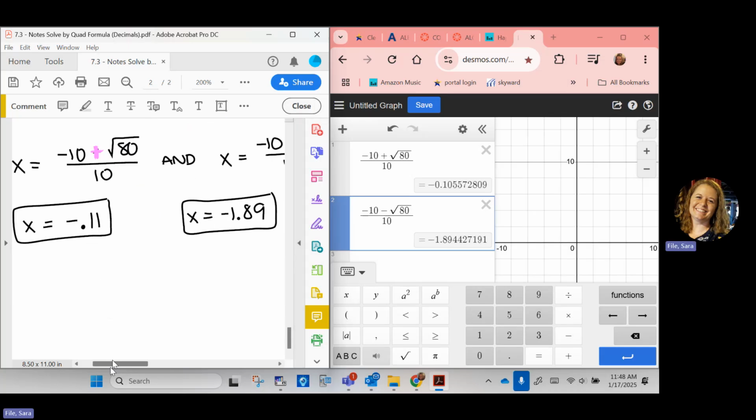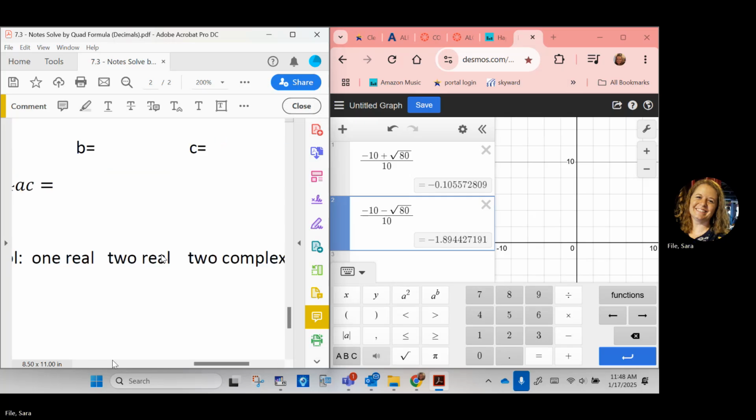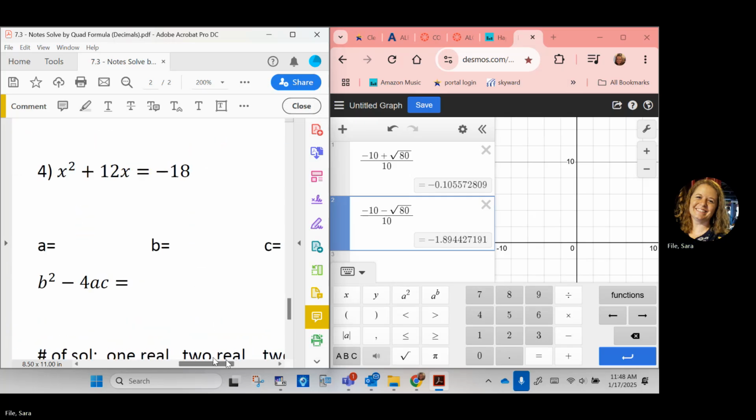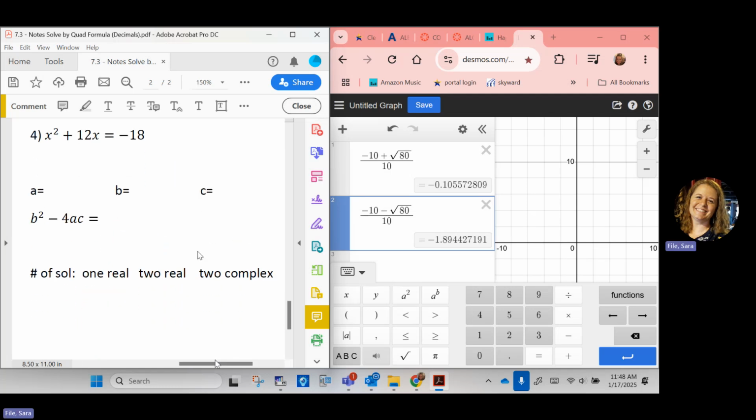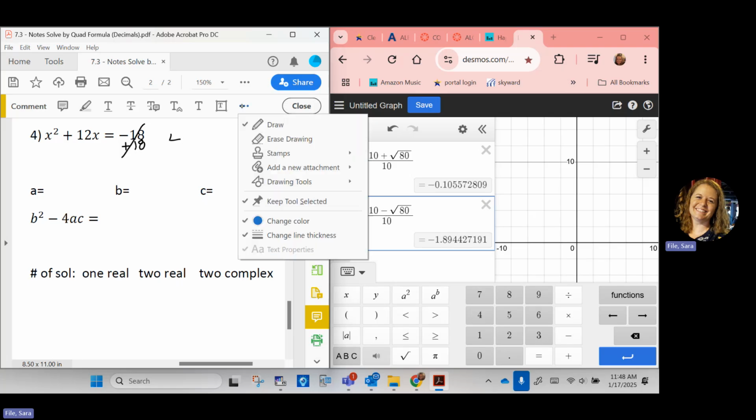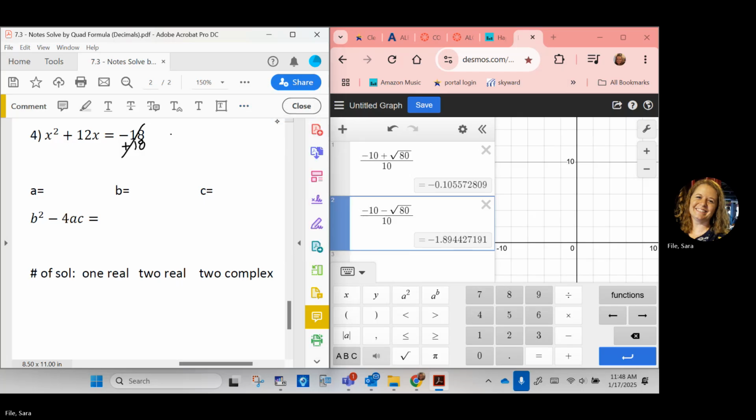All right, last but not least, see what we get here. This one is not set equal to 0 yet, so I have to move some terms, just like I did before. The only thing I have to move is that 18. So if I add 18 to the other side, this is going to be x squared plus 12x plus 18 equals 0.